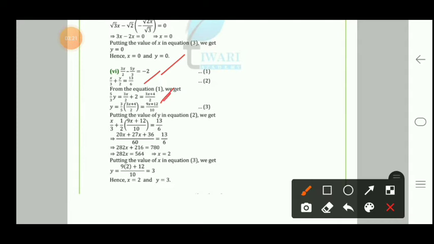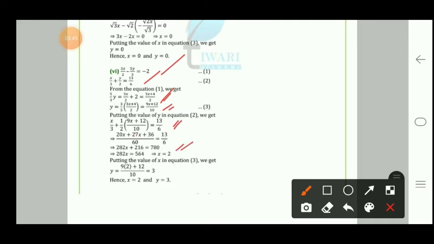So then we have y is equal to 3 upon 5. Okay, so putting this in the second equation, solving this we are getting y is equal to (9x plus 12) all over 10. Now putting this value in equation number 2, we get x upon 3 plus 1 upon 2 times (9x plus 12) over 10 is equal to 13 upon 6. On solving this we get x is equal to 2.